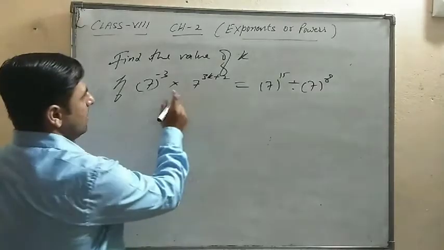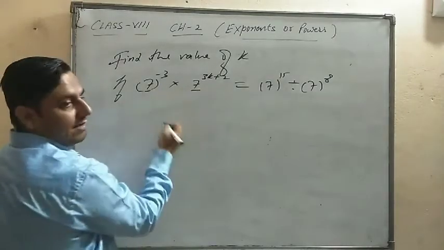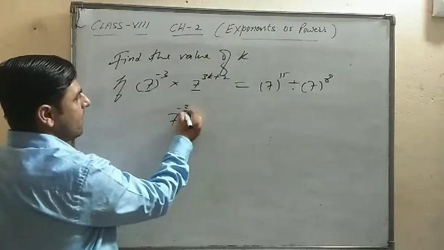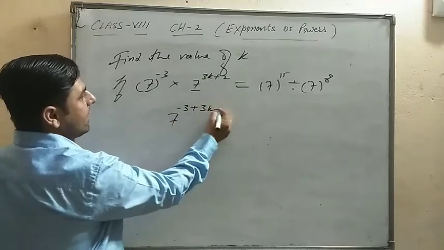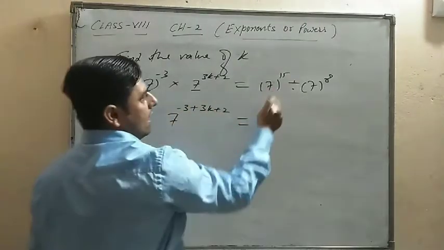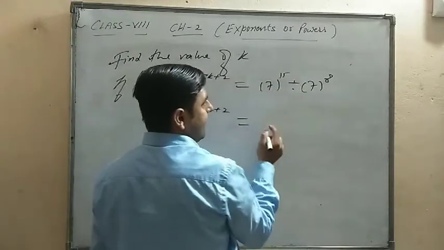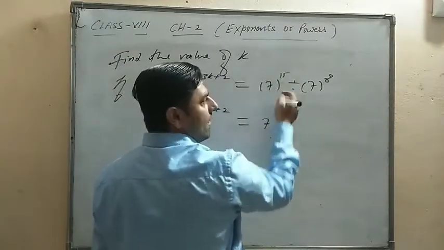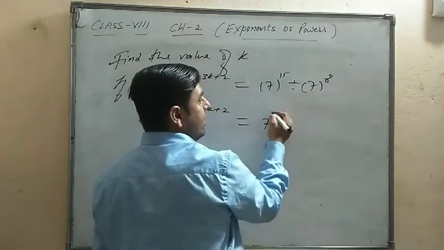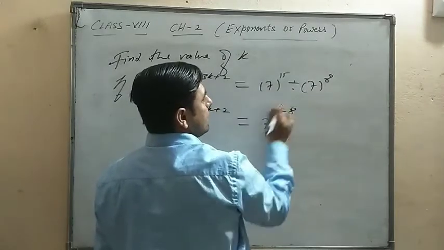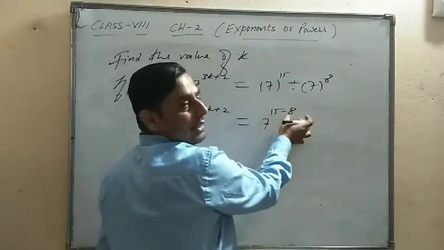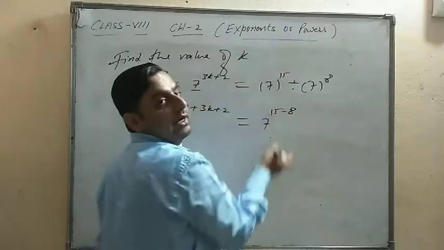So firstly, the bases are the same, so the powers will be added. So 7 raised to power minus 3 plus 3k plus 2. And here the division identity is there: a raised to power m divided by a raised to power n can be written as a raised to power m minus n. It means 15 minus 8.